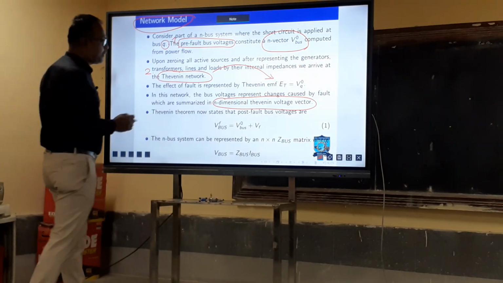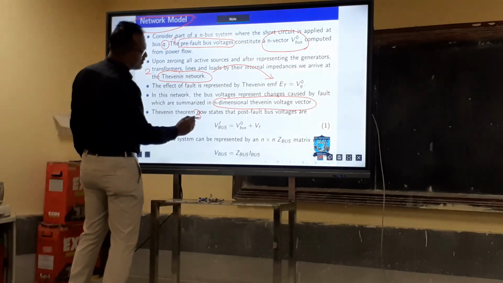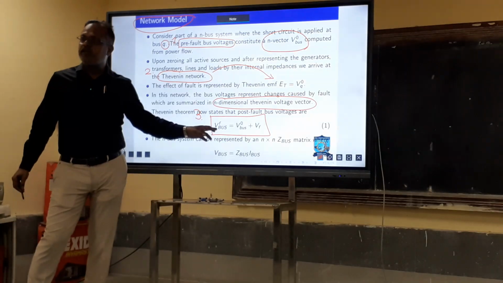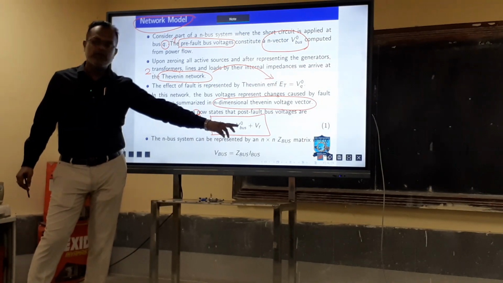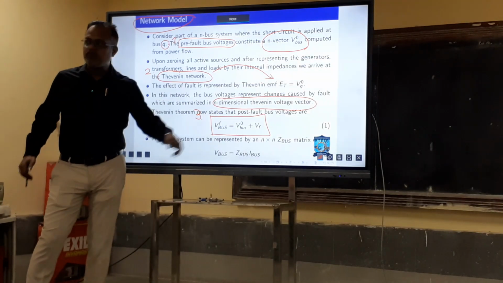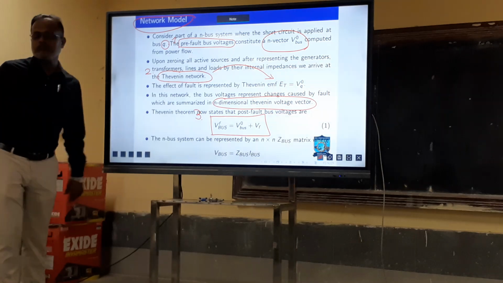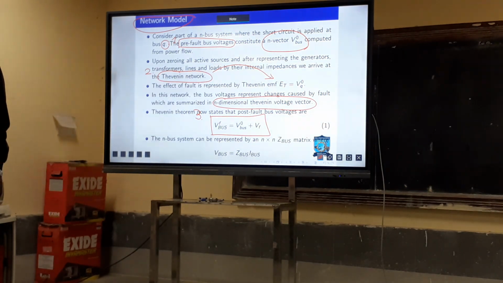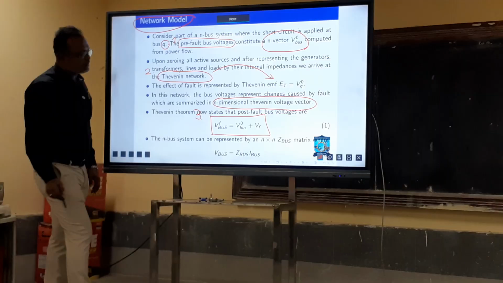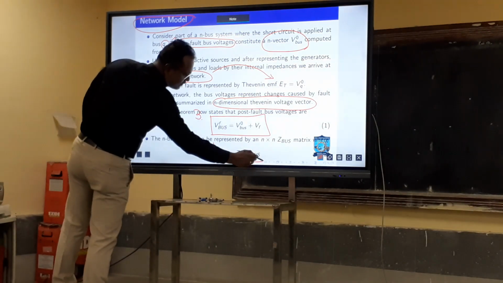Now, the Thevenin theorem states, and you write this equation, equation 3: the bus voltage during fault is equal to the pre-fault bus voltage plus the fault current term. So this Vf is the voltage across the fault resistance. If it is a solid fault, that is 0. Vf is 0 if it is a solid fault. And therefore, this n bus system can be represented by an n cross n Z bus matrix.